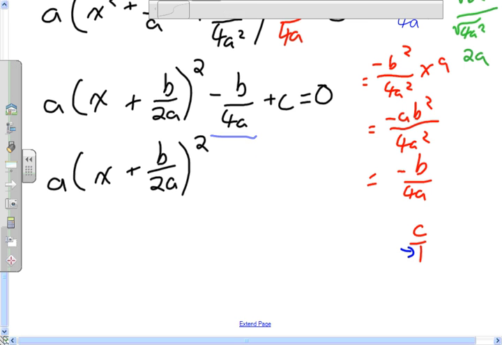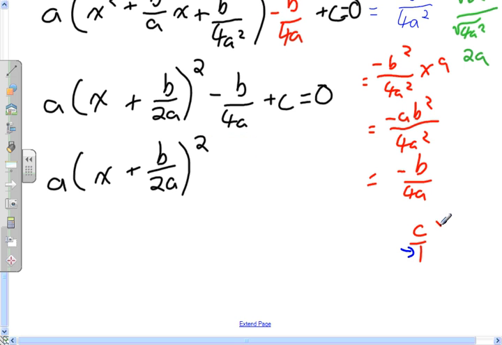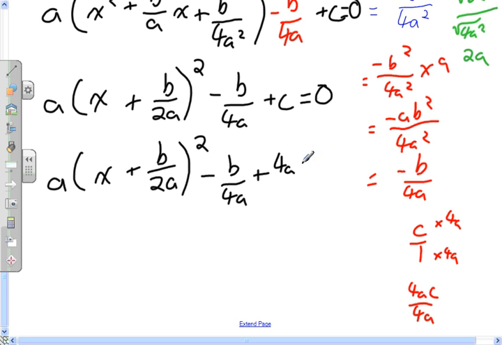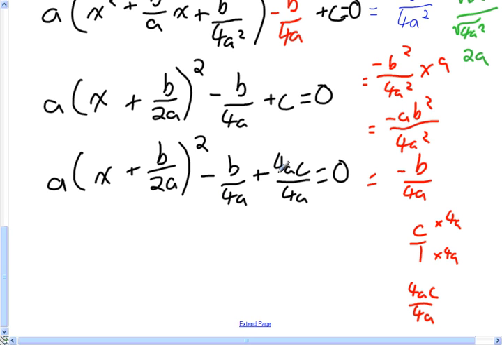So in other words, I have to multiply the top of the fraction and the bottom of the fraction by 4a. So this becomes 4ac over 4a. I'm changing c into this fraction. So it'll now look like negative b squared over 4a plus 4ac over 4a equals 0. So I'm simplifying the outside of this bracket right now.